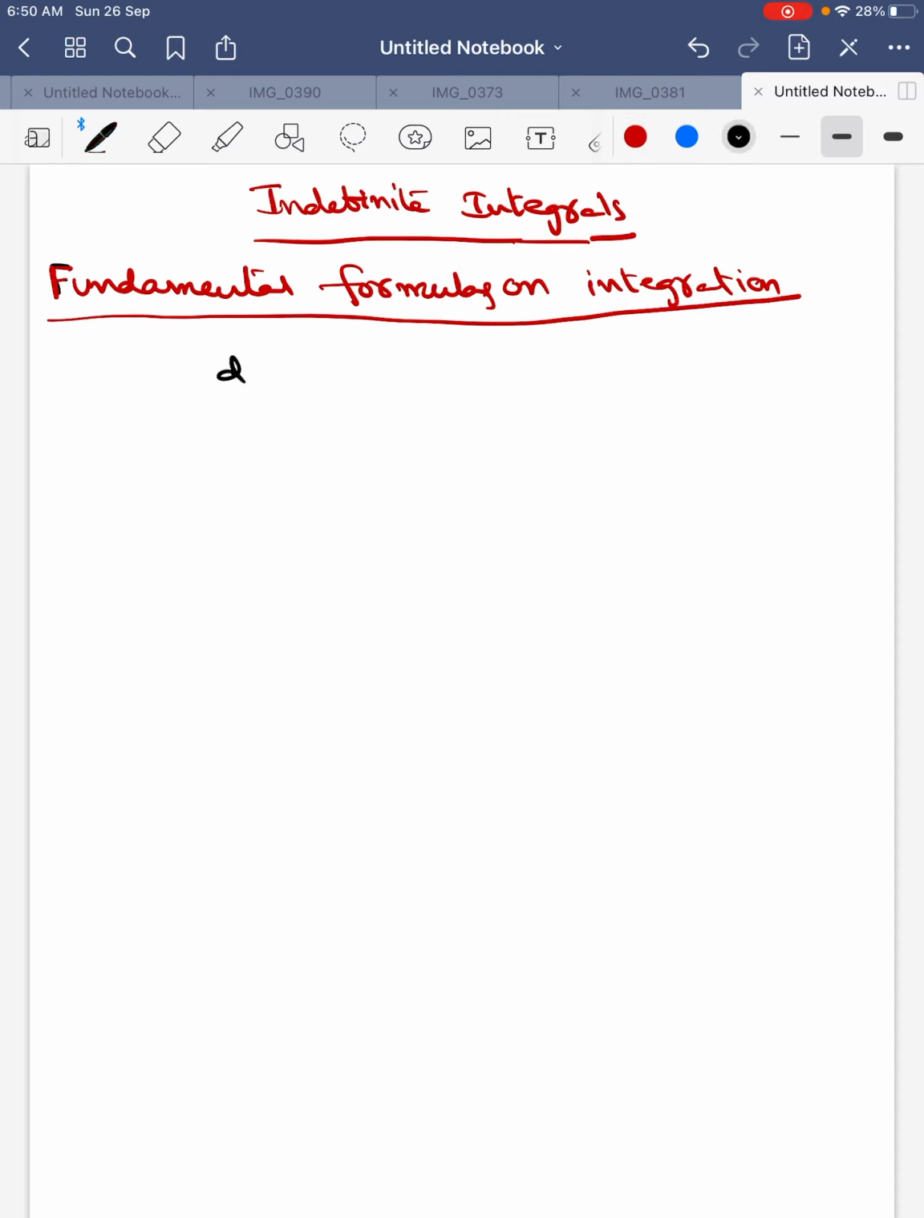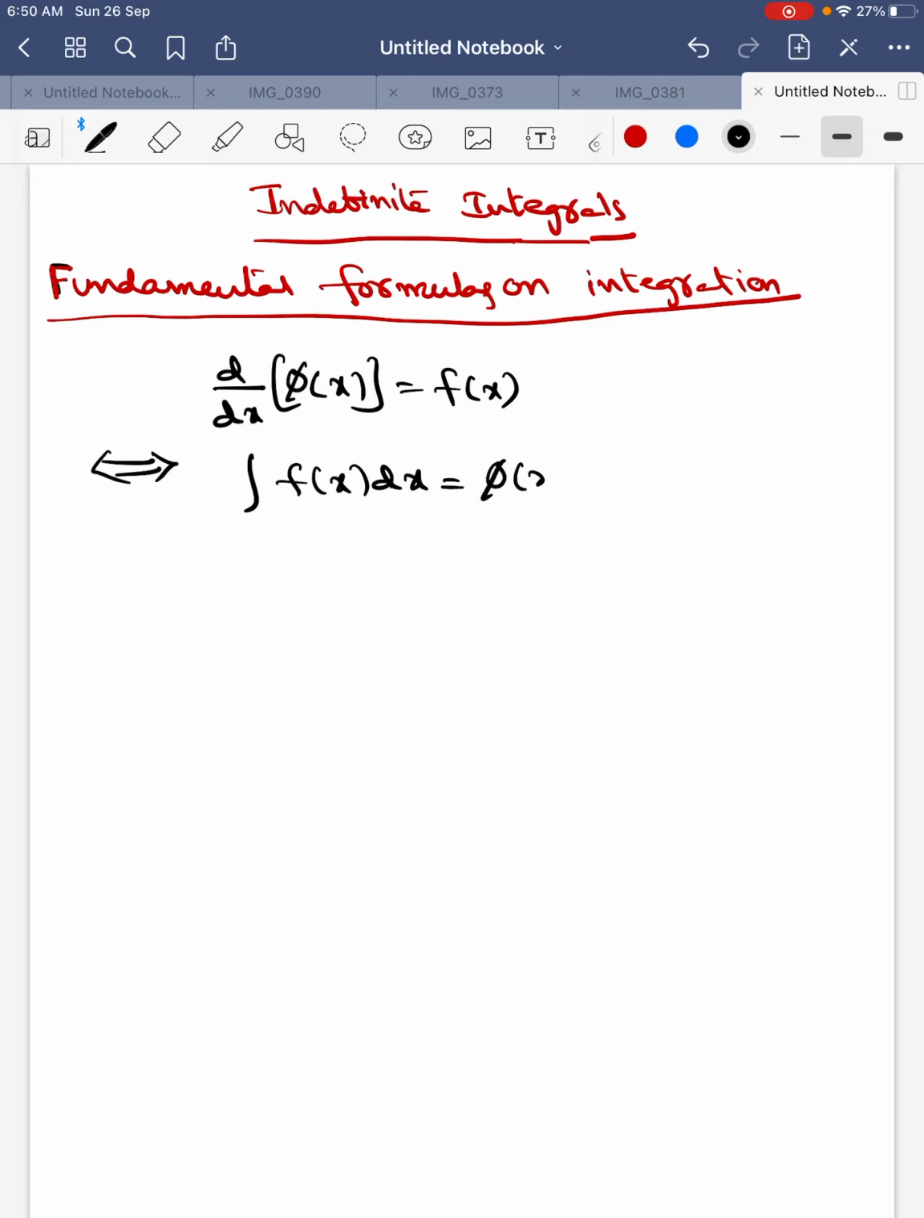Here we know the formula d by dx of phi of x is equal to f of x. That implies integral f of x dx is equal to phi of x plus c. This is the formula. Right, the first formula.